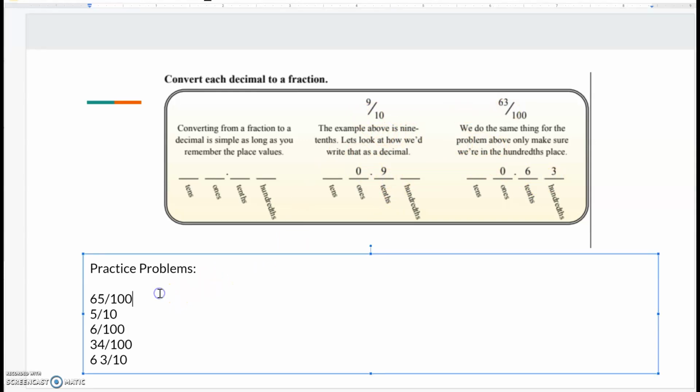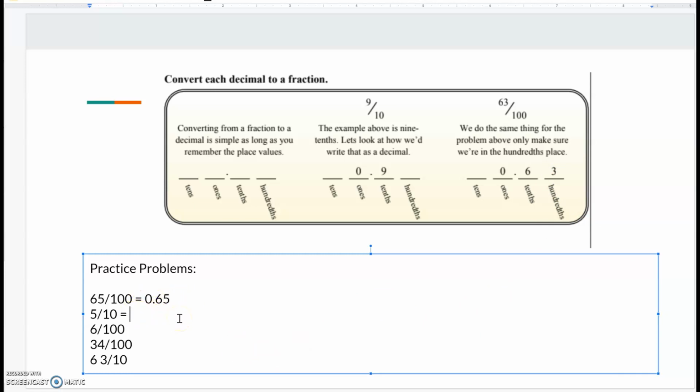So for our practice problems, we're just going to type in this text box, okay, and I'm just going to put an equal sign. And then I'm going to use this kind of as my cheat sheet, and I'm going to fill this in. So if I have 65 hundredths, I don't have any 1s, so I'm going to put a 0. And then I know everything is going to be to the right of the decimal point. Okay, and I want it in the hundredths column. So this is going to be 0.65 or 65 hundredths.